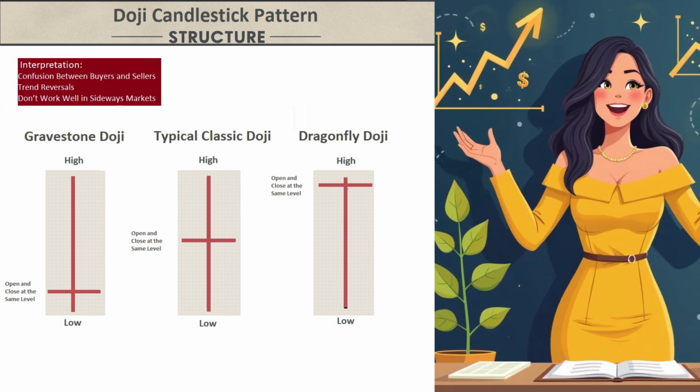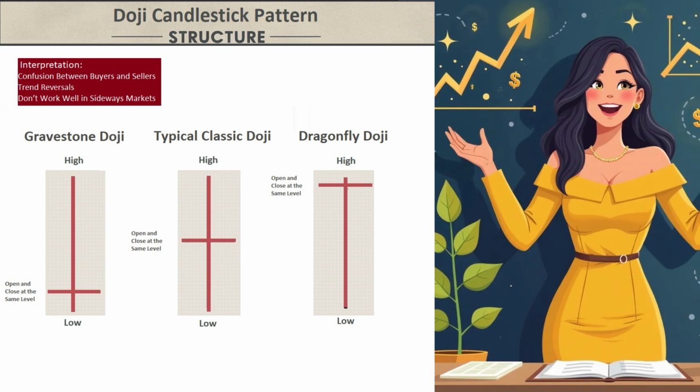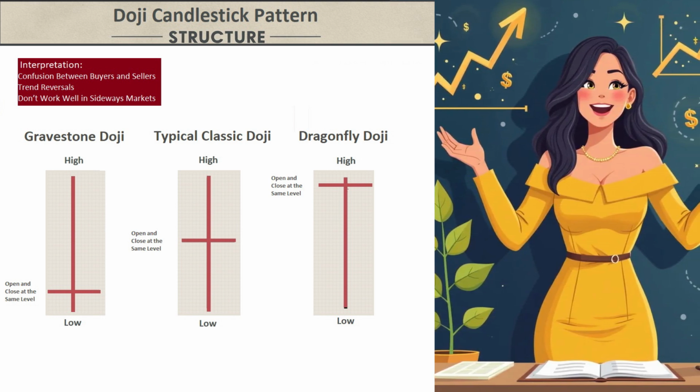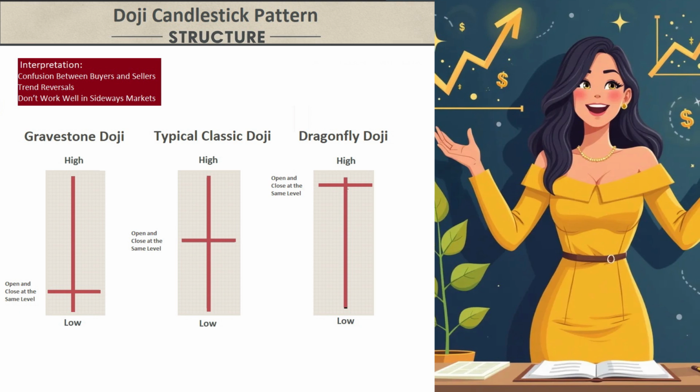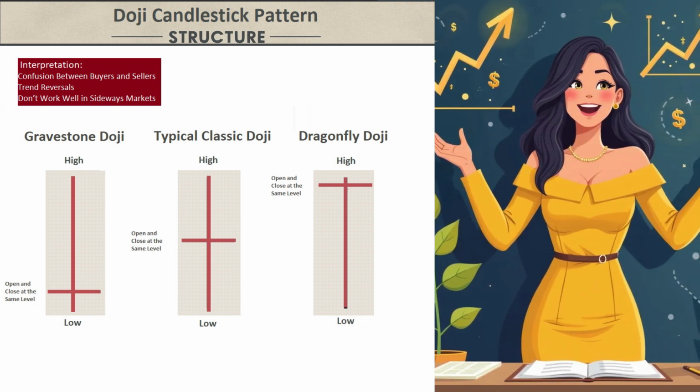Characteristics of Doji candlesticks. Small body shows that there's little difference between the opening and closing prices. Long shadows indicate high volatility during the trading period, with both buyers and sellers influencing price. Indecision reflects uncertainty, suggesting no clear dominance between bulls and bears.